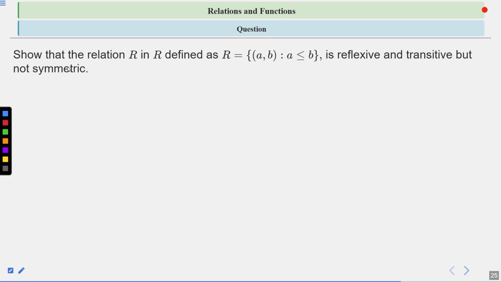Next question: show that the relation R in the set of reals, defined as R is the collection of (A, B) such that A is less than or equal to B, is reflexive, transitive, but not symmetric. You'll have some seconds to try this problem, then afterwards we will move on to the solution slide. So your time starts now.